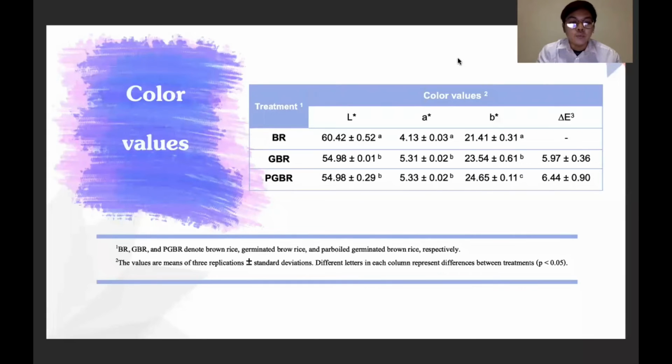For this slide, we show the color values L star, a star, and b star. Delta E is the color difference. The results show that for germinated brown rice and parboiled germinated brown rice, the germination process does not affect the color difference between GBR and PGBR. However, the germination process significantly affects and reduces the lightness value of the sample, as we can see that the lightness value was reduced to about 54.